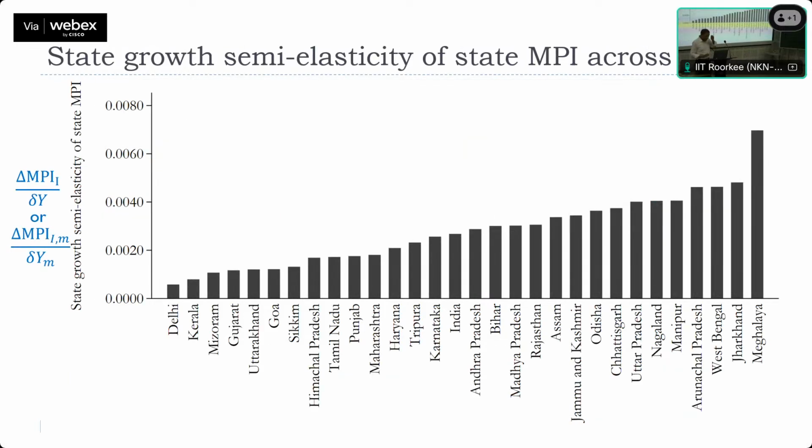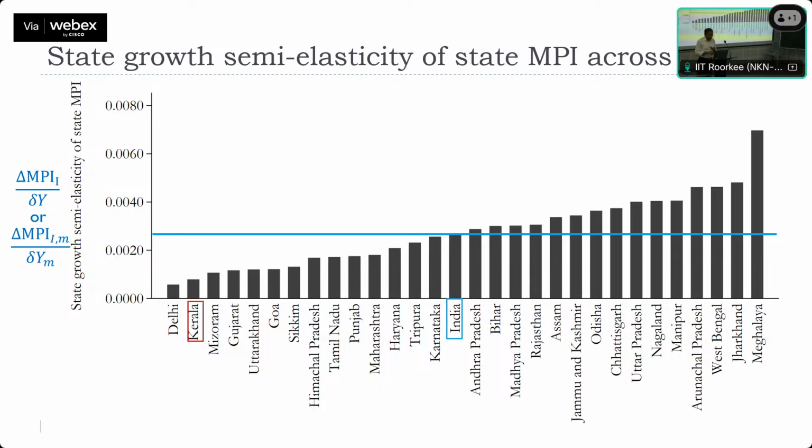Okay. So now these are how the states have performed. So this is India, the national average. Some states have performed better, some states have performed worse. This is growth semi-elasticity. And why looking at both matters, you should not just rely on one.